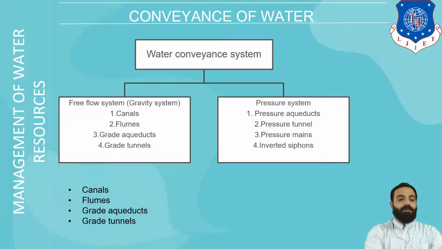Canals are widely used for distribution of water from a dam. There are different types of canals used to convey water from the dam to that particular source. Then different types of flumes, aqueducts, and tunnels are used to convey water from the source to the treatment plant, and from the treatment plant to the main delivery pipes.